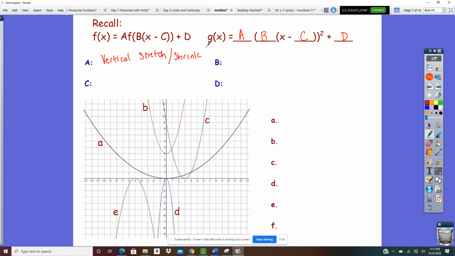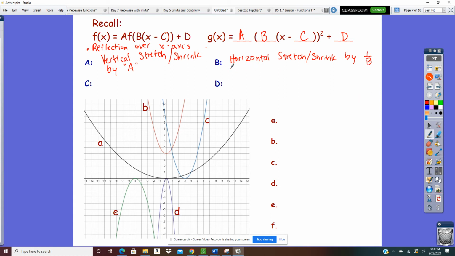And by whatever the factor it says is, by A, whatever that value is. Okay? It can also be a reflection over the x-axis if it's negative. Okay, the B value is the horizontal stretch or shrink, or horizontal stretch or compression, by a factor of 1 over whatever that is.